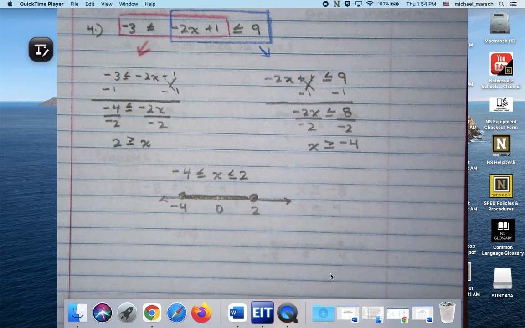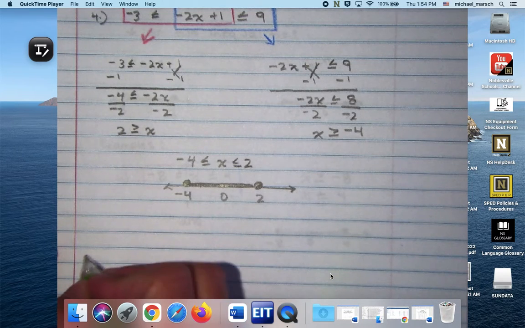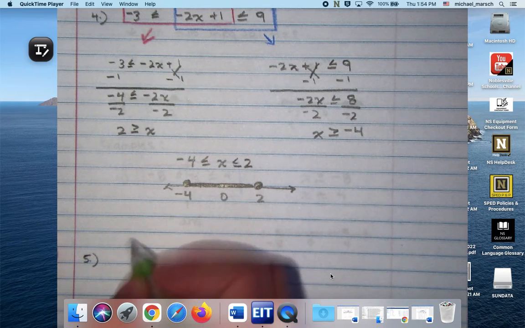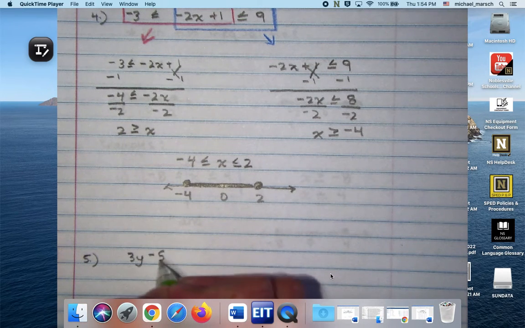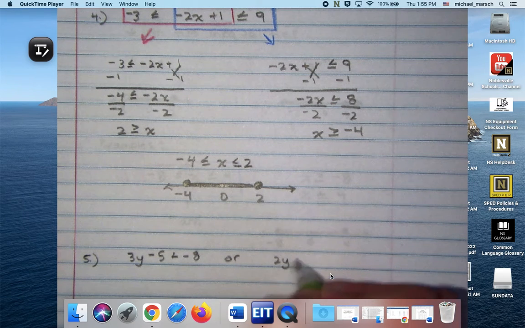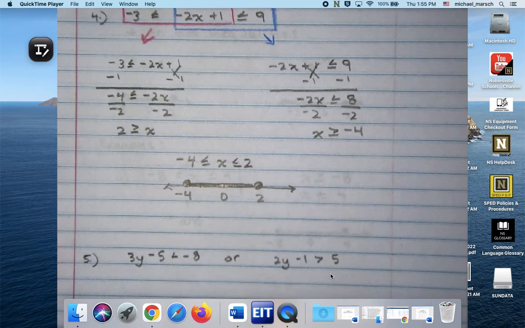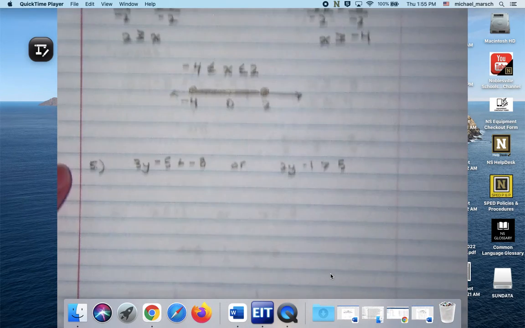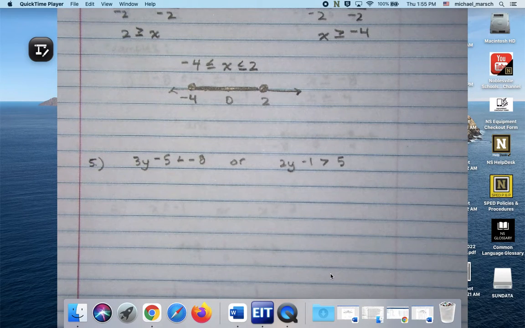Grace, how you feeling? Good? Not so bad, right? You can do this. All right, our last example is an or. And like I said, you're going to know it because you're going to see the word or. Don't let the y's confuse you. You can use any variable for these. So I'm just going to solve them both separately and then graph them both separately.